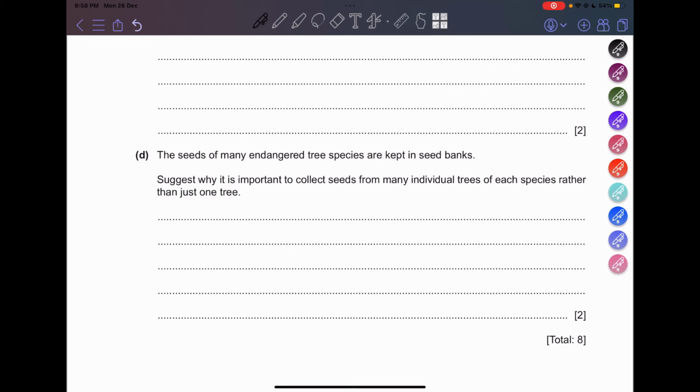So if we collect from more than one tree, then the future trees may be adapted to changes in the environment because they have a high genetic diversity. They may also be resistant to diseases and pests, and they might not carry the recessive allele or have mutations, and they may not be diseased if we collect from more than one tree.